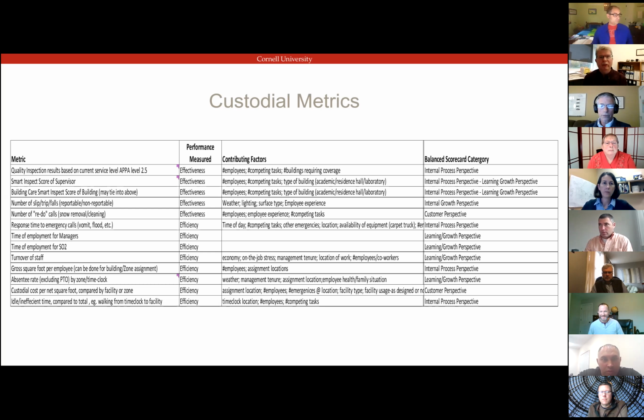Make sense? Are you referring to a benchmark based on footage? Yeah. In the case of building care, which is a shining example because we don't have it in very many other places, we have a benchmark with the APPA cleaning standards. So there is a level against which we are grading ourselves. Okay.